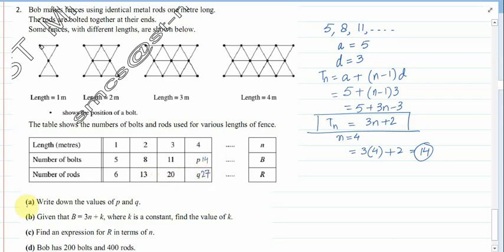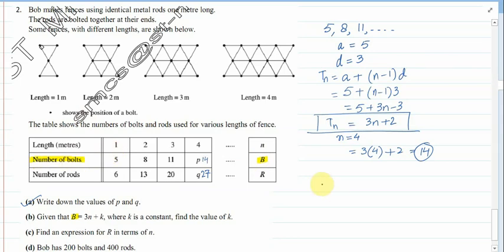So we are done with the first part. Now in the second part it says that given that b is equal to 3n plus k, where k is a constant, find the value of k. Now what is b here? b is basically the number of bolts that you can see. So b is the nth term of the number of bolts.